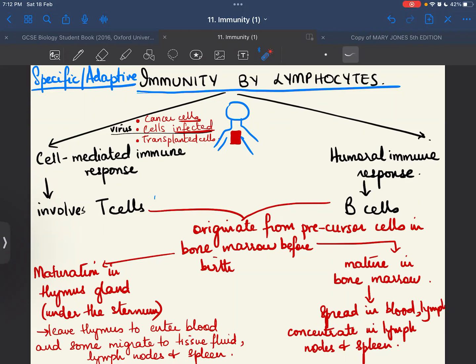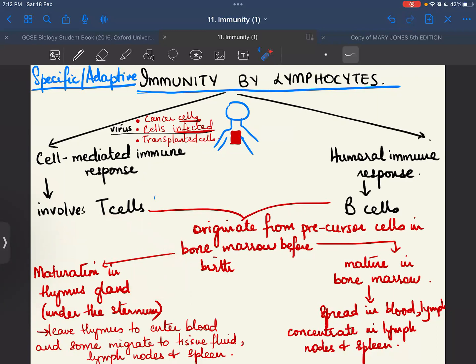किस तरह से हम याद रखेंगे? B cells B से start होते हैं, तो ये origin भी bone marrow में करते हैं and they mature also in the bone marrow. T cells originate bone marrow से ही करते हैं before birth, but they mature in the thymus gland. T for thymus, T for T cells. ठीक है? So the source of origin of the T and B cells is the bone marrow. The place of maturation of the B cells is the bone marrow, and the place of maturation of the T cells is the thymus gland.